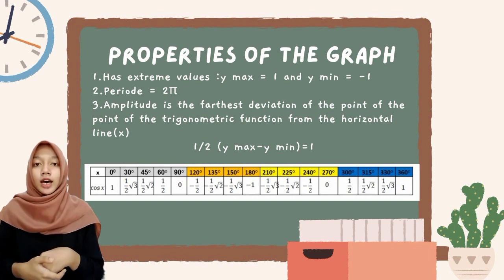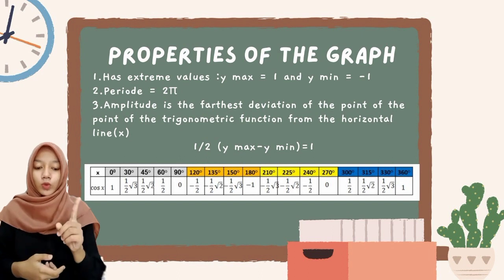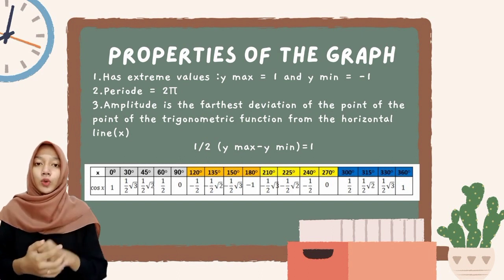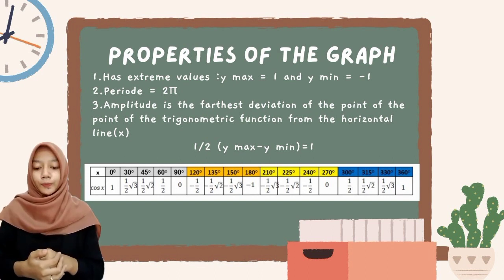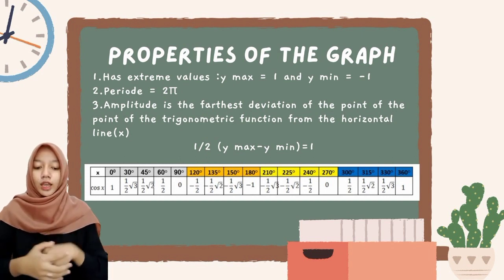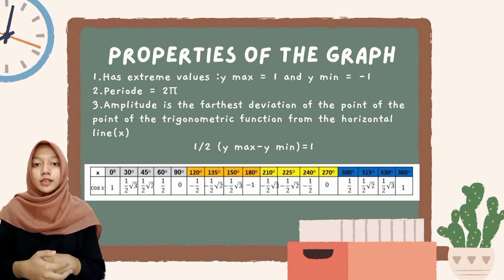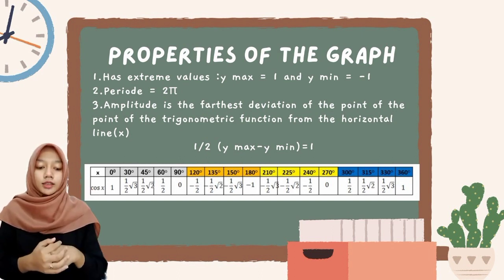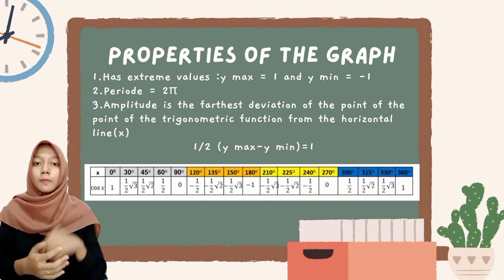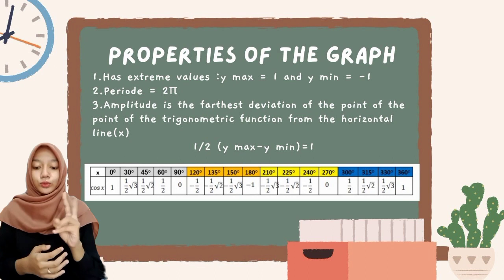X 225 degrees, cos x is minus 1 divided by 2 times square root of 2. X 240 degrees, cos x is minus 1 divided by 2. X 270 degrees, cos x is 0. X 300 degrees, cos x is 1 divided by 2.